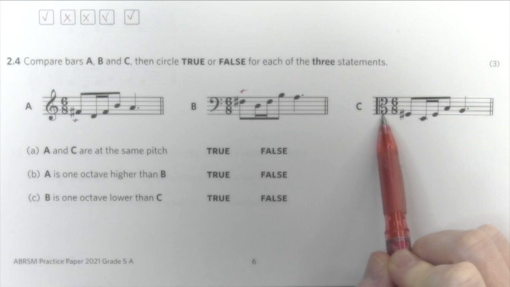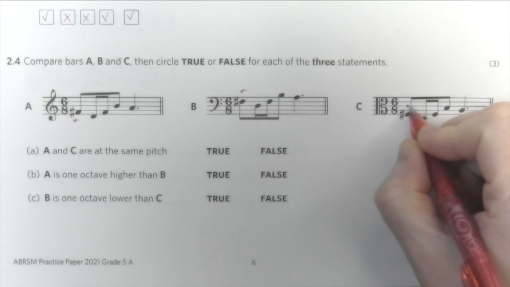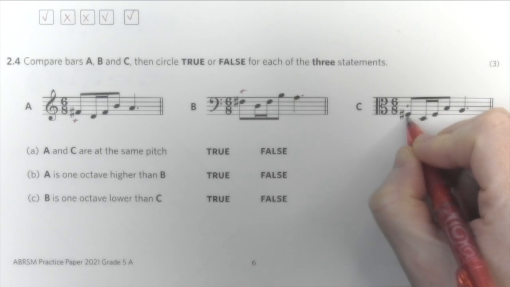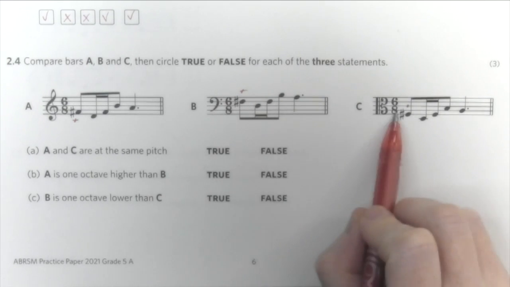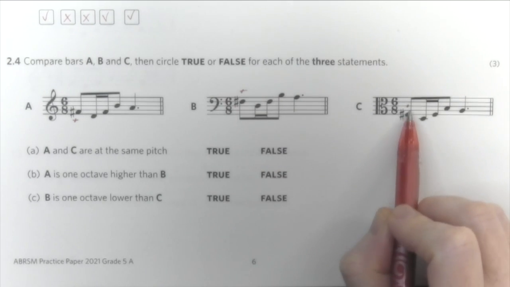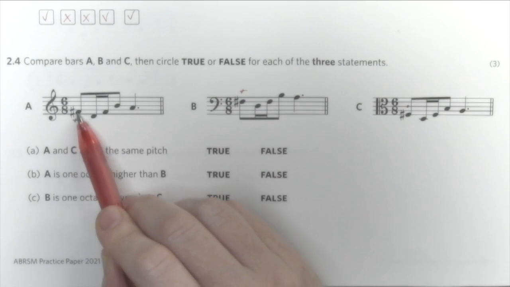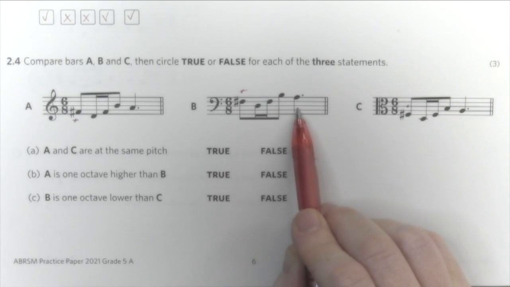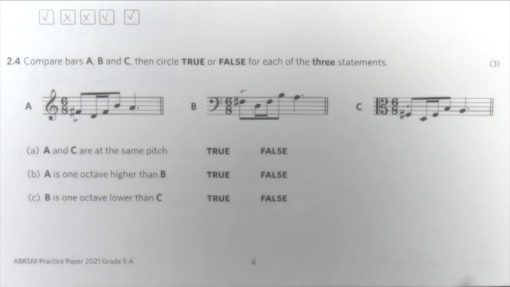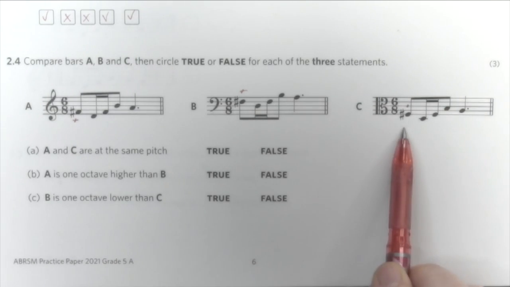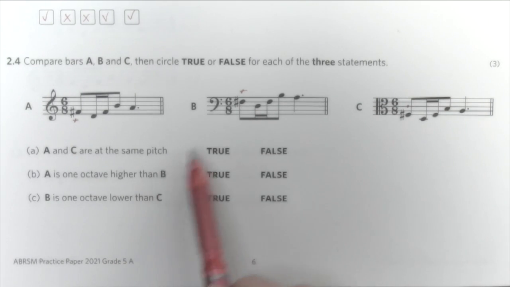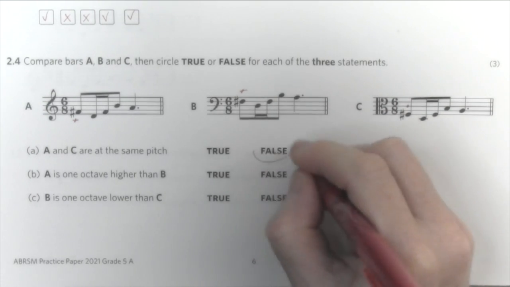In the alto clef, it's here. And this is below middle C. So these two are the same. This is an octave higher than these two. So I think I've already answered the questions. A and C are at the same pitch? No, these two are, so false.